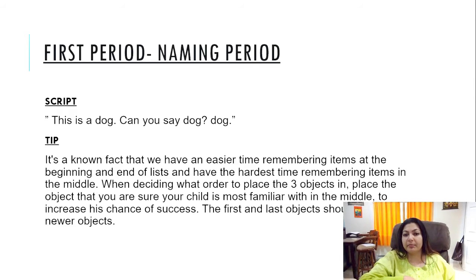So when you order them, make sure the first and the last should be the new objects that you want to introduce to your kids. If you have introduced, say, a dog before, then put the dog in the middle. The reason is that it's a known fact that we have an easier time remembering items at the beginning and end of a list, and the hardest time remembering items in the middle of the list.